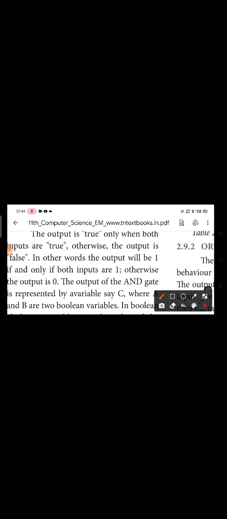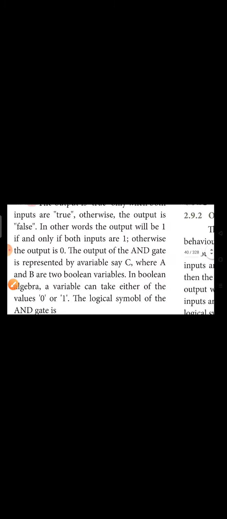Here it is properly given: the output is true only when both the inputs are true, otherwise the output is false. In other words, the output will be 1 if and only if both the inputs are 1, otherwise the output is 0. So you have to write the same points.